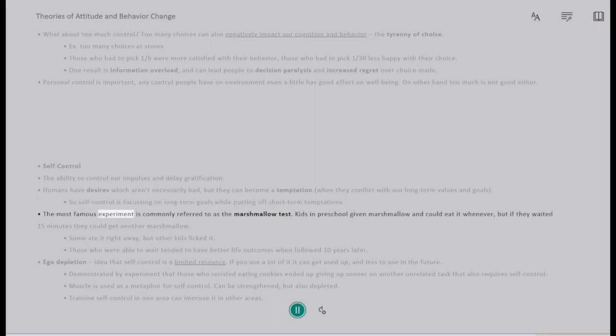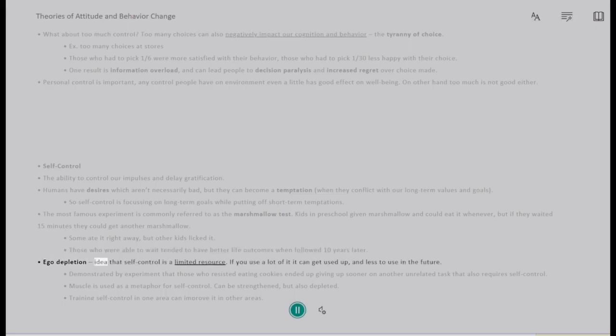The most famous experiment is commonly referred to as the marshmallow test. Kids in preschool were given a marshmallow and could eat it whenever, but if they waited 15 minutes they could get another marshmallow. Some ate it right away, but other kids licked it. Those who were able to wait tended to have better life outcomes when followed 10 years later.